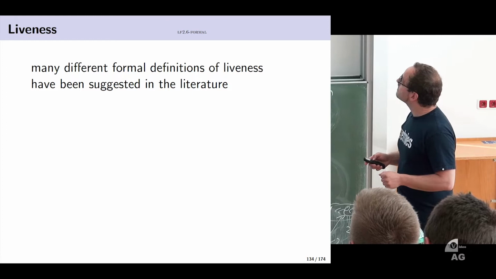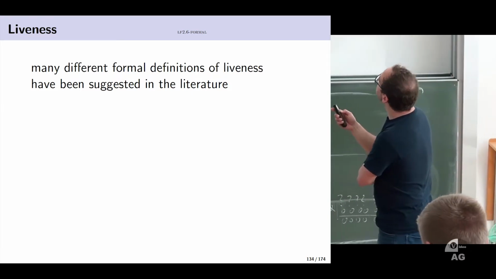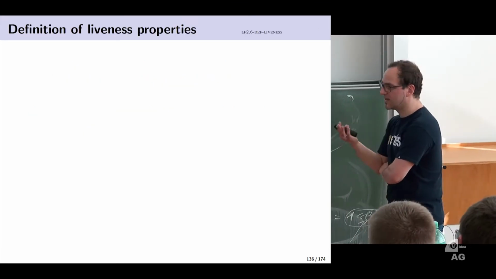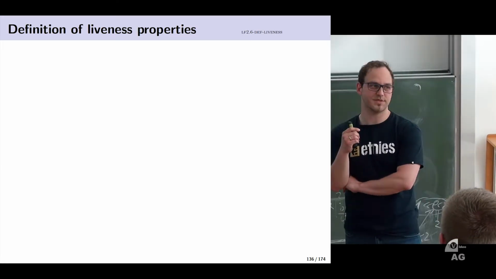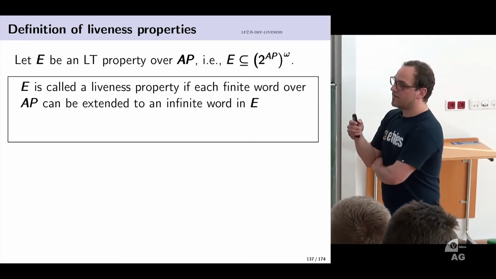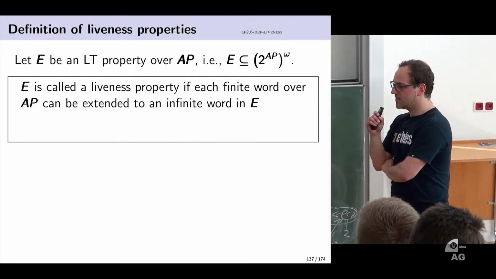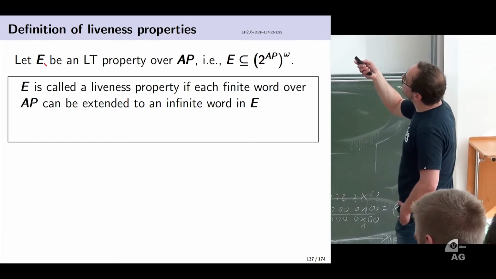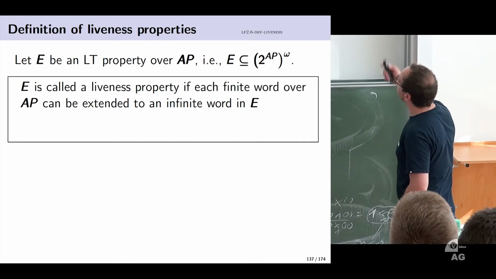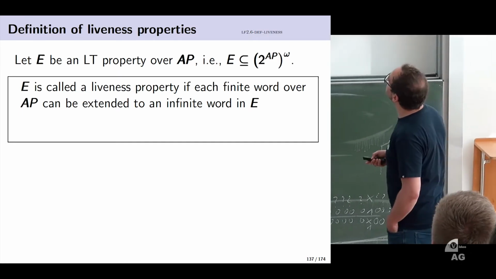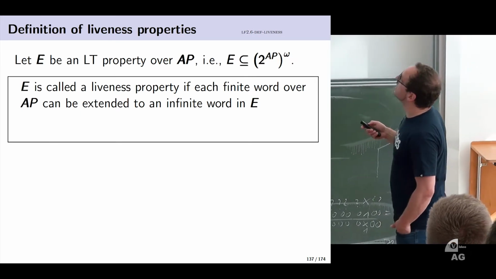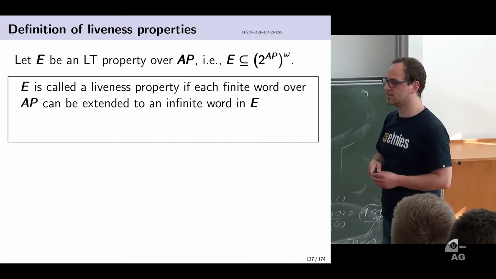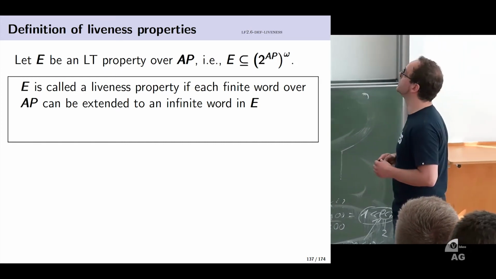Okay. Now, there have been several notions of liveness defined in the literature. Here is just one of them, but in our context, this is very fitting because it's pretty much the dual of our definition of a safety property. Okay, and the formal definition just says what we intuitively said. We said an LT property, linear time property, is a set of infinite words over sets of atomic propositions. It's called a liveness property if every finite word can be extended to an infinite word in the property. Right? It's exactly the dual of what we had for safety properties.